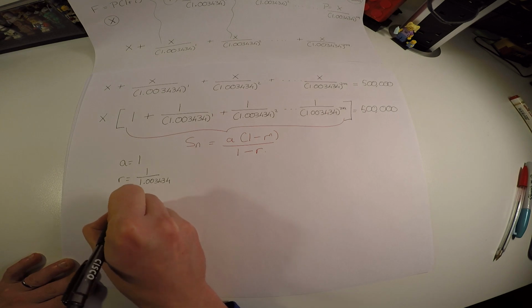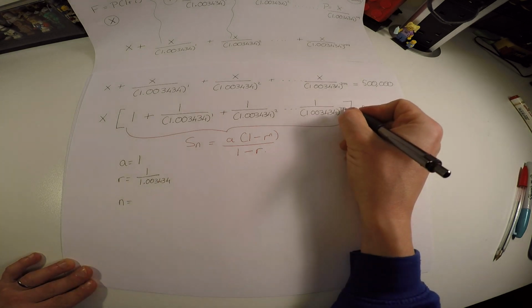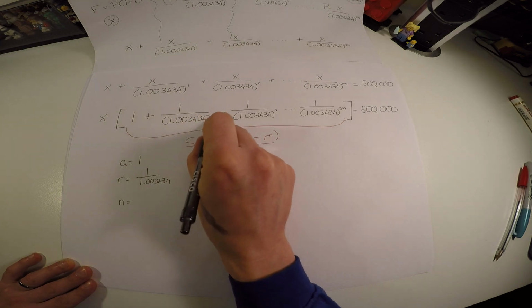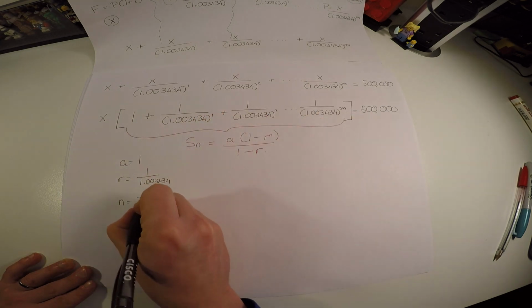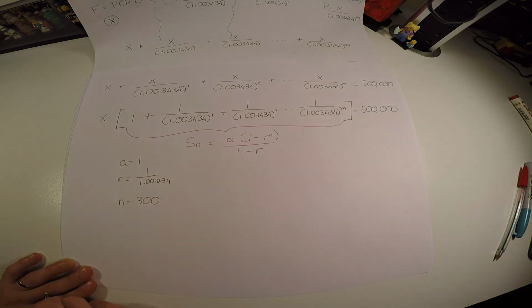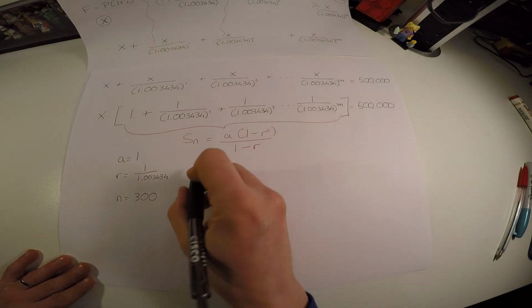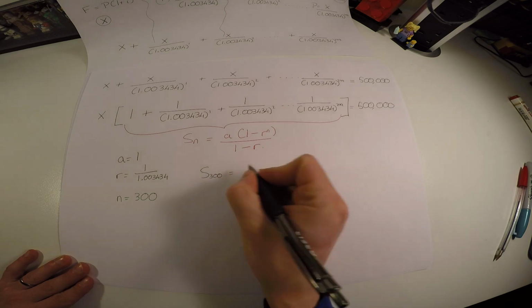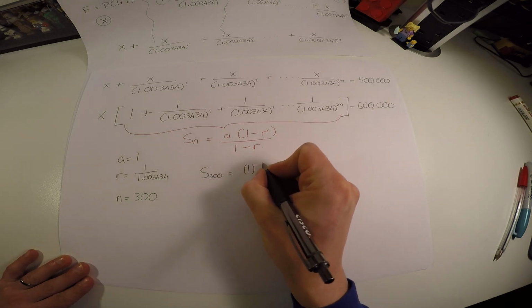How many terms have we got? Well, even though this terminates at 299, we still have a first term 1 out on its own here. The second term has a power of 1 there. So we still do have our 300 terms. So filling in what we know here, we can say that S of 300 is equal to A, which is just 1. It's not going to do anything.